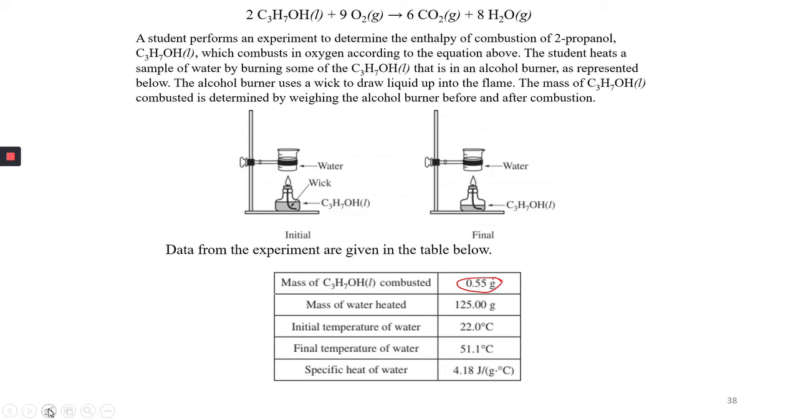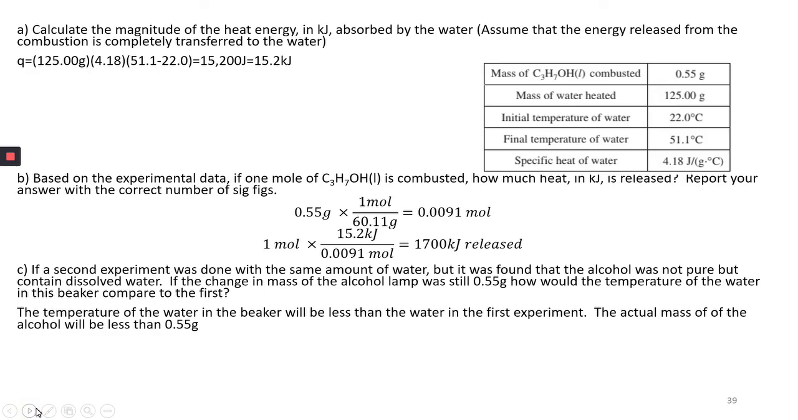Okay? Let's see what they want us to do. So in A, calculate the magnitude of the heat energy in kilojoules. So that's important. They want it in kilojoules. Absorbed by the water. So if it's absorbed by the water, it's going to be positive, right? Assume that the energy released from the combustion is completely transferred to the water. So there is no heat loss to your calorimeter. So you need the mass of the water that's being heated. You know Cp of the water. So here's your mass. Here's your C, and here's your delta T. Your delta T is your final temperature minus your initial. This is in joules, so you have to convert it to kilojoules.